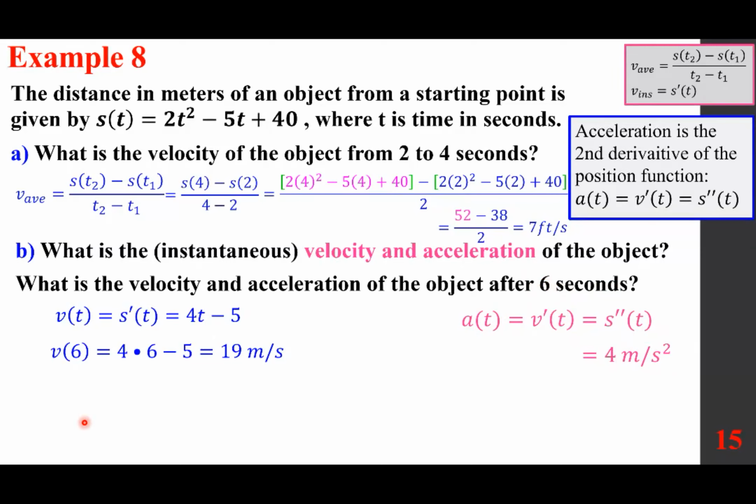As far as the units are concerned, velocity is ds over dt, units of distance over units of time, and it makes it meters per second. Acceleration is dv over dt, units of velocity, meters per second, over units of time, seconds, and this is the same as meters per square second.